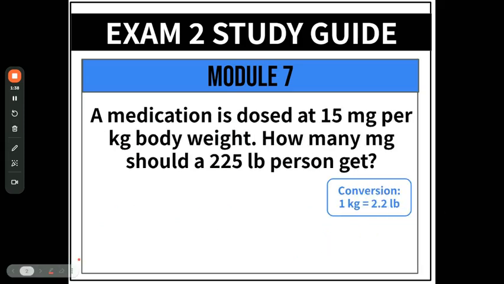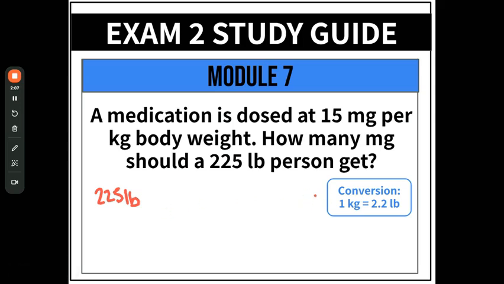A medication is dosed at 15 milligrams per kilogram of body weight. How many milligrams should a 225-pound person get? Okay, so let's start with the information that we have. We have a person who's 225 pounds, but for the medication, we need their body weight to be in kilograms. So let's get that to kilograms first.